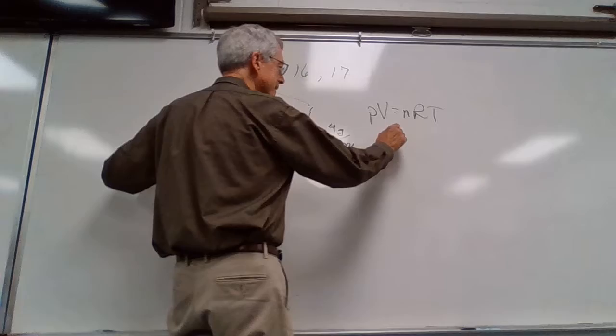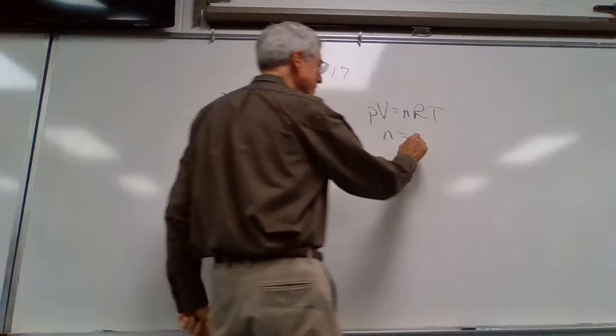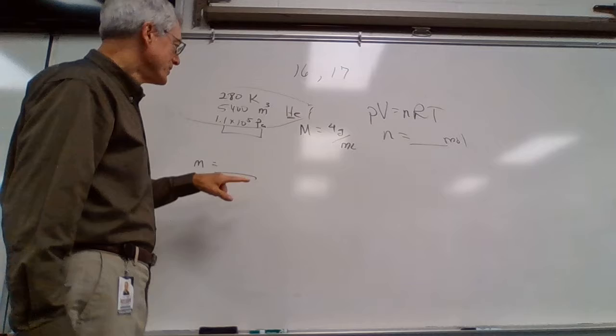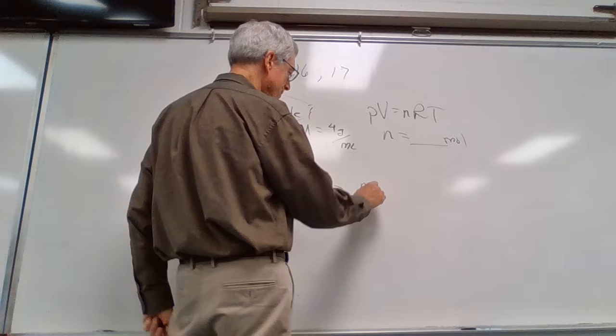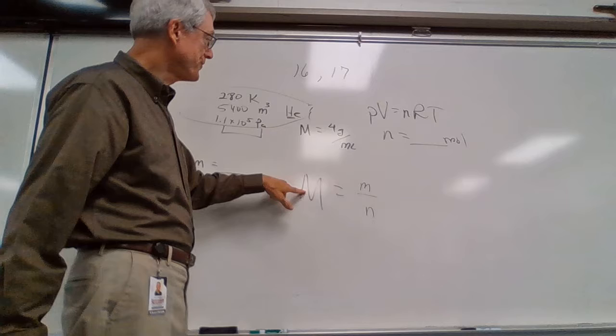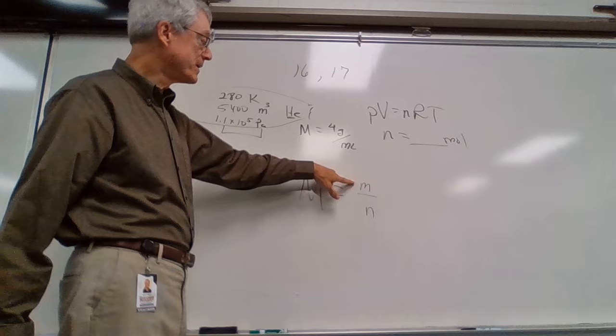So whatever n comes out to be is the number of moles, and if you know that and you know the molar mass, you can get the mass, because molar mass is mass divided by n. And that's what we're looking for. However, if that's in grams per milliliter, and that's moles, this will come out in grams.